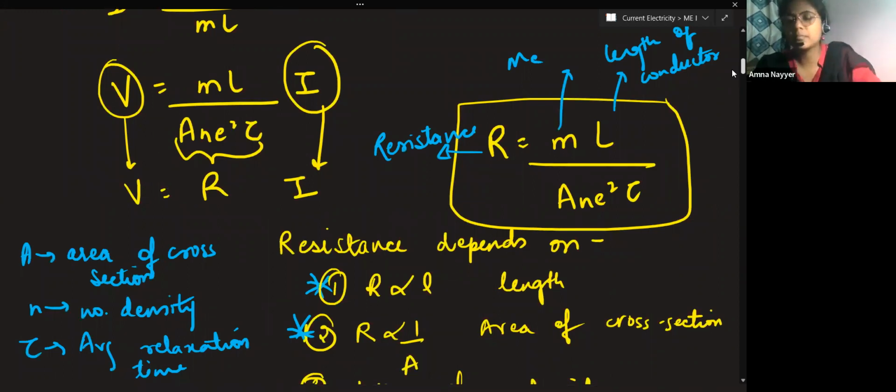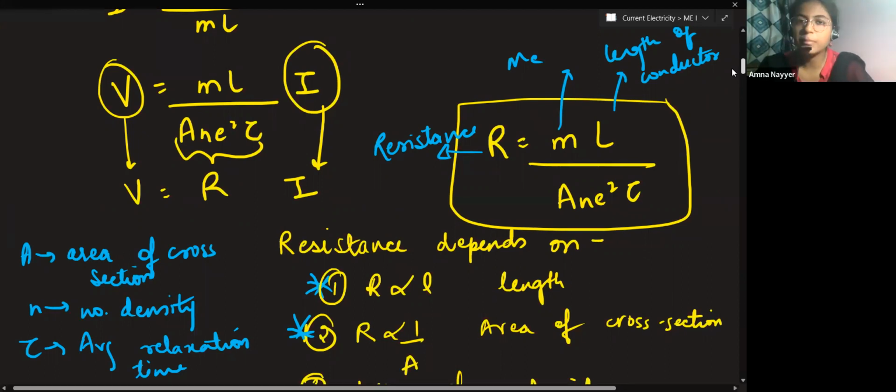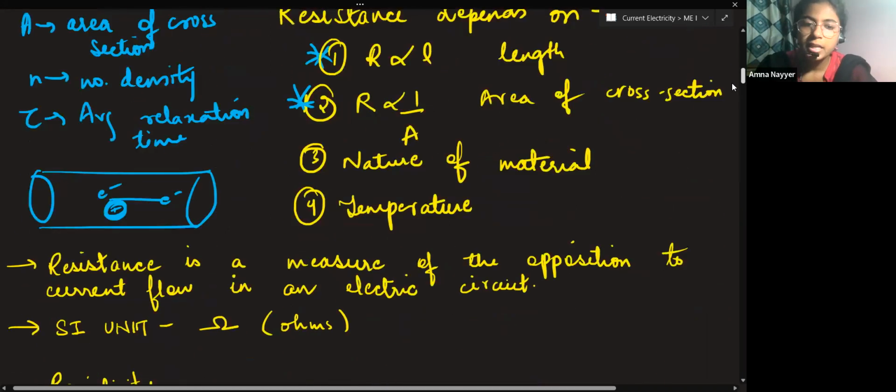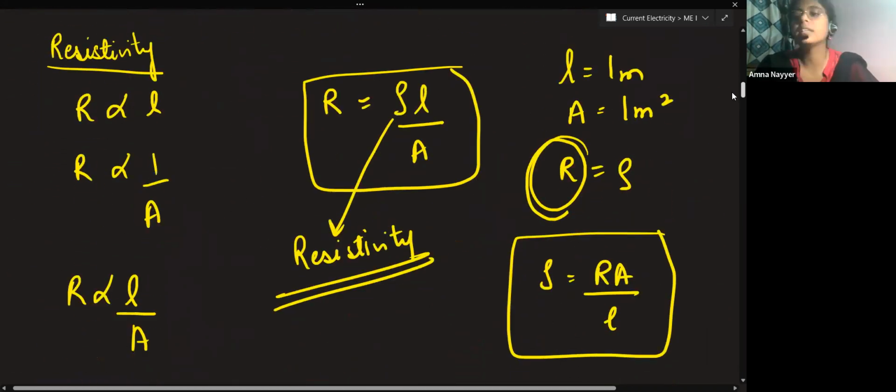So M is mass, L is length of conductor, A is area of cross section, N is number density, E is the electronic charge, tau is the average relaxation time. That will not get clear unless you are aware of the term drift velocity. Drift velocity we did. We did Ohm's law. All these topics are already finished, because obviously we do not have so much time today. So we won't be able to cover it today, but slowly you'll be able to get it. Then we did the concept of resistivity.